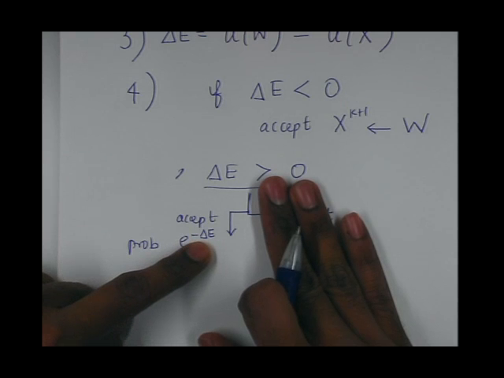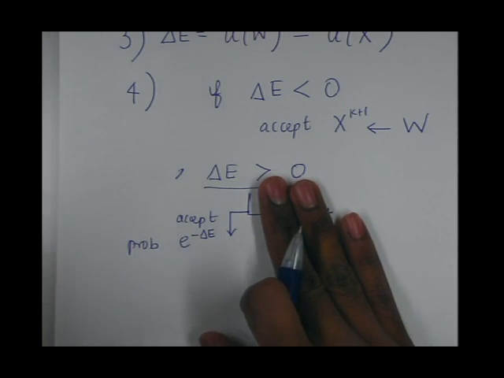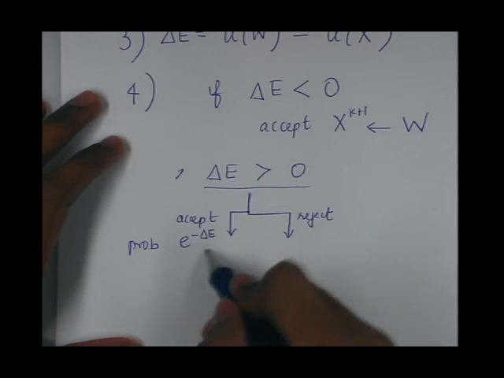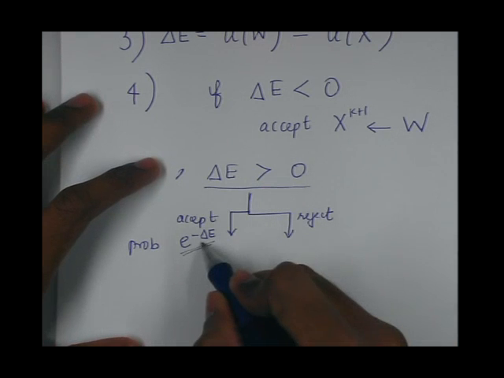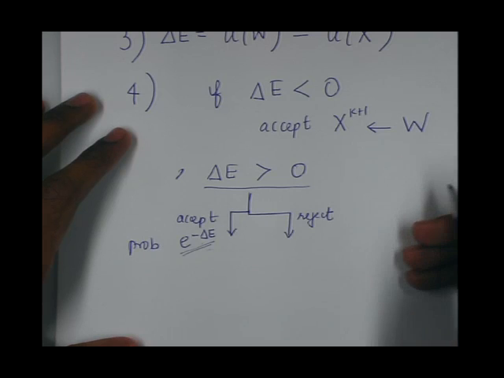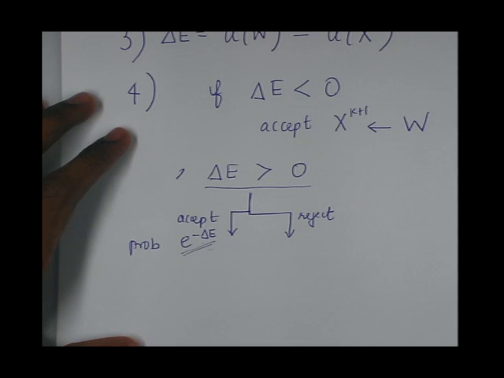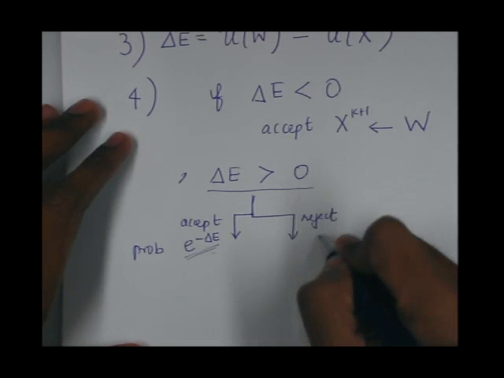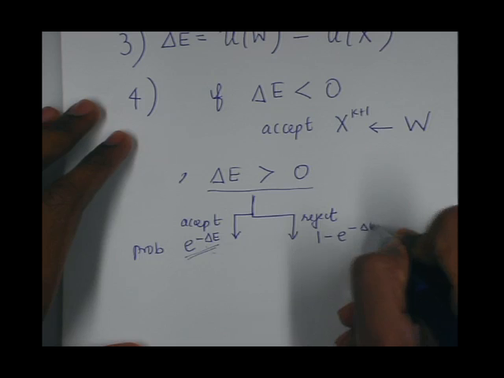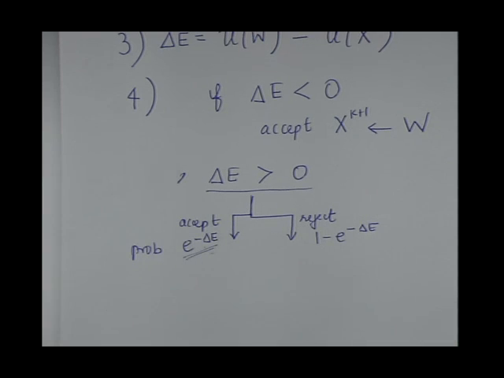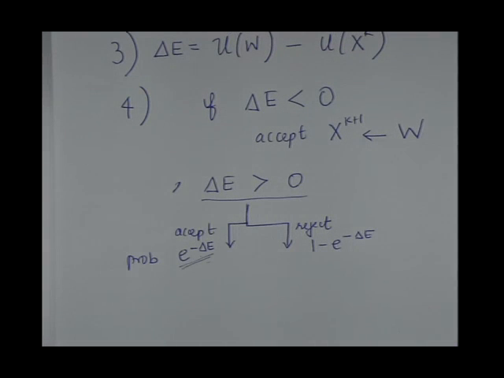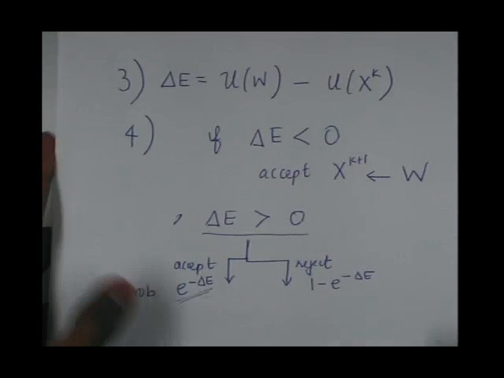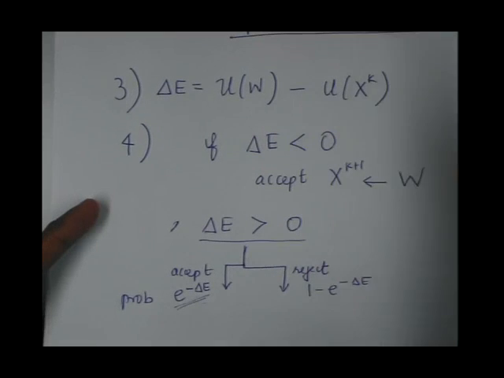So let's think about what is going on over here. If the energy went up by only a very small amount, then I'm still going to accept the sample. This is the acceptance probability in case the energy went up. And if delta E was really large, then there's a very low chance that that sample is going to be accepted or survive. So the acceptance probability is this, and therefore the rejection probability is 1 minus that. That's the outline of what the Metropolis algorithm does. There are a few details which I'll go over, but this is the broad outline.